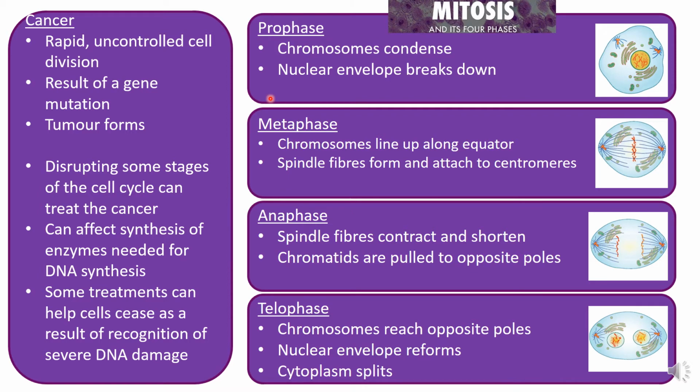Sometimes we can affect the synthesis of the enzymes that you need for DNA synthesis in S phase. So if we disrupt the S phase of the cell cycle, it means that mitosis can't occur. And if mitosis can't occur, then the cell can't divide, and therefore this rapid uncontrolled cell division can't occur. And some treatments can help cells cease as a result of recognition of DNA damage. So usually your body is checking all of the time for cells that have damaged DNA, and some treatments can help the body to recognize these cells and can kill the cells.